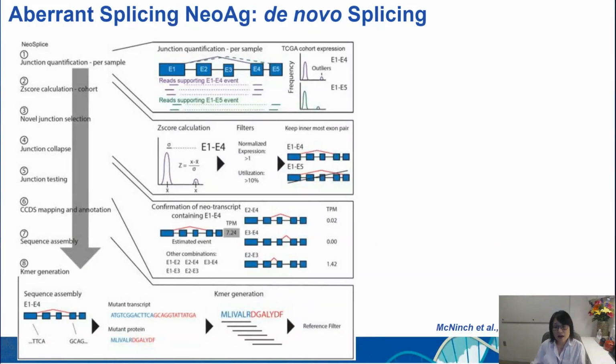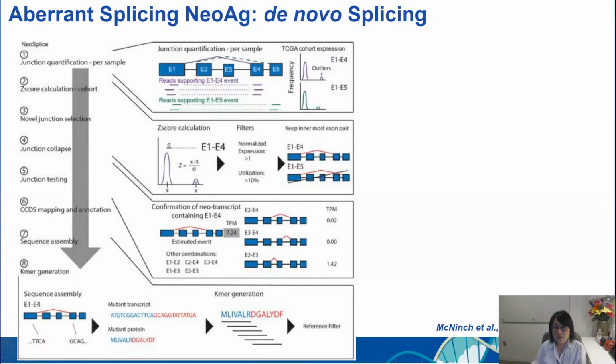Next, here is how we detected de novo splicing. I won't go into the comparisons between our approach and the literature approaches. I'll just say that our approach can detect multi-exon skipping events, which are novel. To the right from the top, we started with the junction support reads.